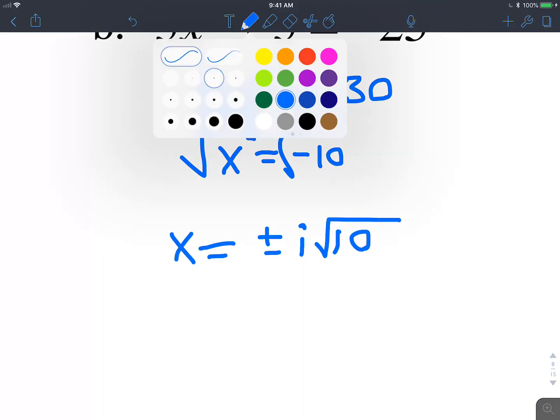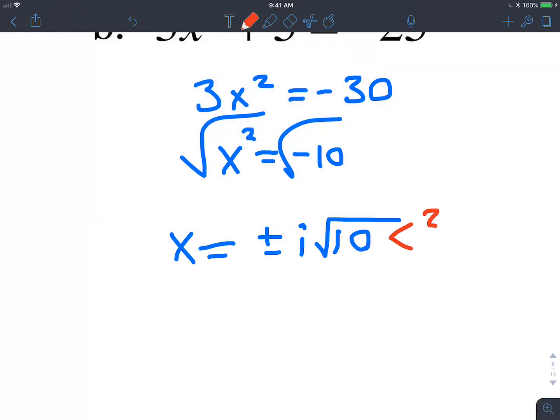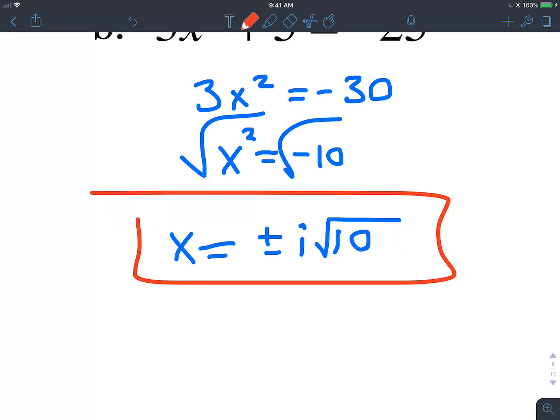And actually, if you try and break down 10, you only get 2 and 5, and you don't have pairs. So the square root of 10 is fully simplified. So this will be your answer for that.